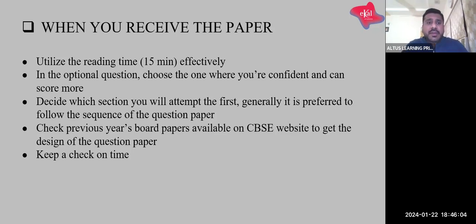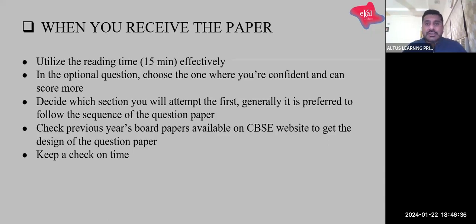When you receive the question paper, just see the optional questions. As I said, there are internal choices given. Choose the one where you are confident enough and you can score more marks. Many a time it happens that both the questions are the same and we would like to answer them both, but no. You have to choose only one question with which you are more comfortable. Do not attempt both the questions because that may lead to confusion for the examiner.